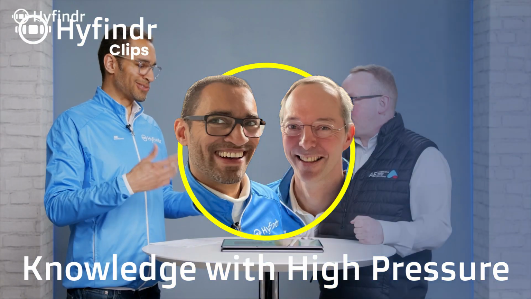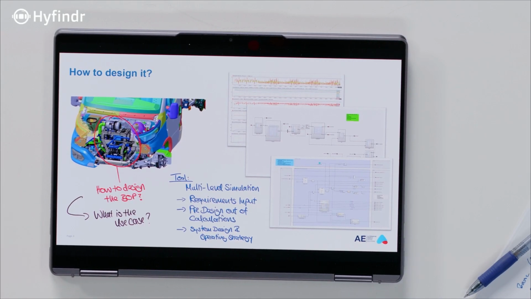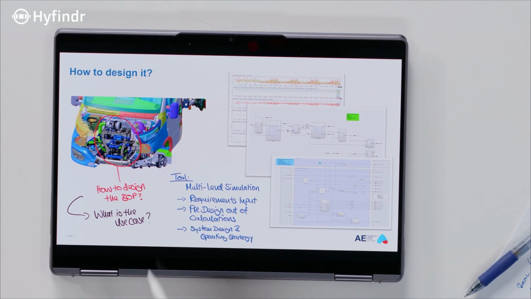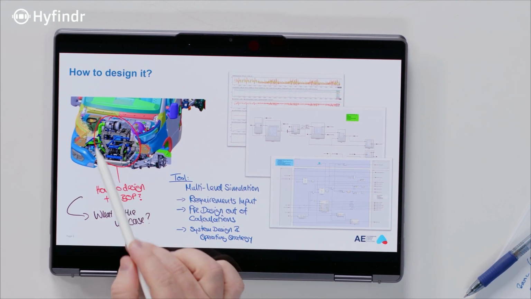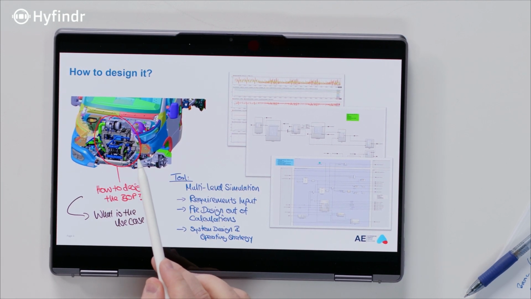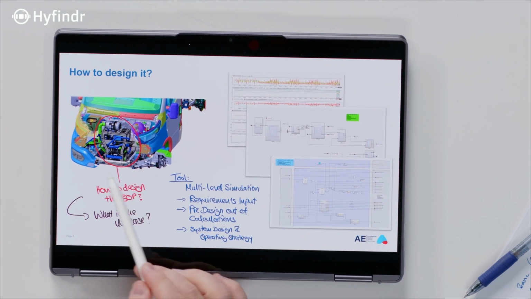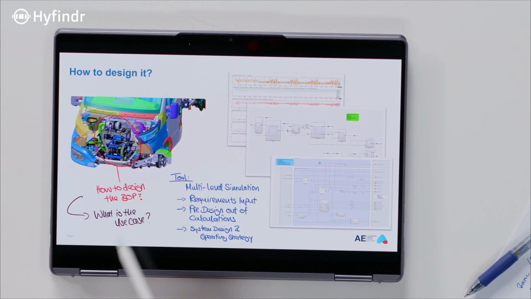So how would you get this to a stage where you have all the right components in place and it's actually working? I can show it, Stephen. Let's go to the next slide. Yes, exactly. So that is the goal: we want to have a fuel cell system, including the balance of plant. And the question is how to design it.